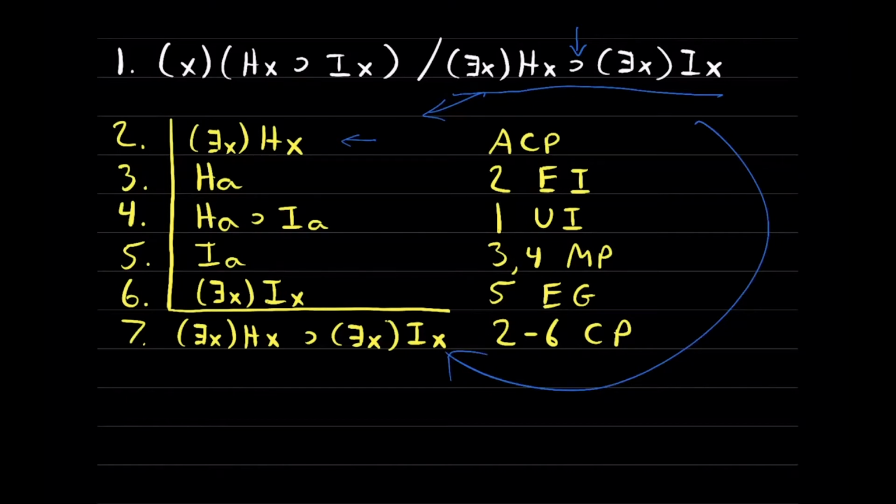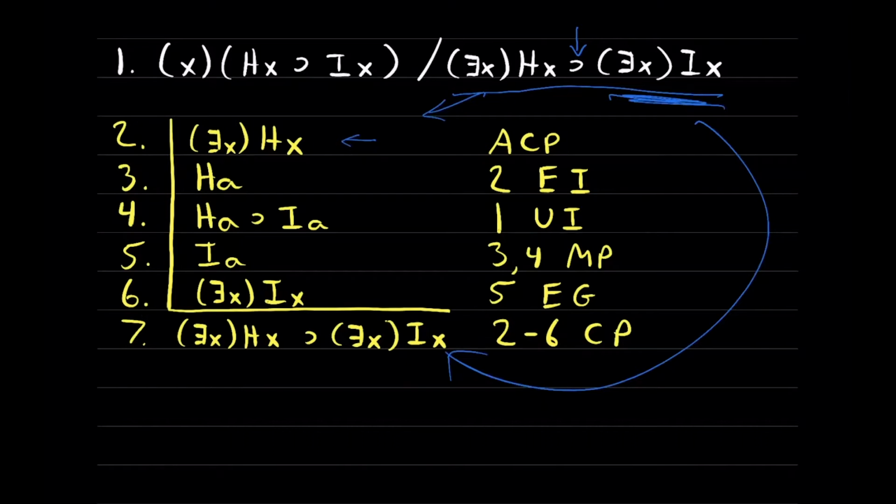Let me walk you through this proof. Since we're assuming the antecedent of the conditional, we're assuming there exists some x, Hx. In other words, there exists something that is an H. Now we want to use our deduction rules to get there exists something that's an I, the consequent of that conditional, inside the scope of the conditional proof sequence.